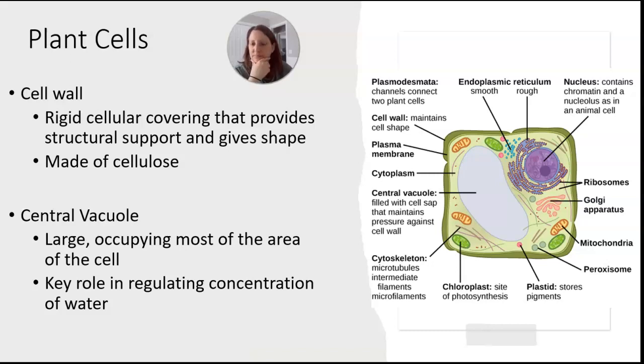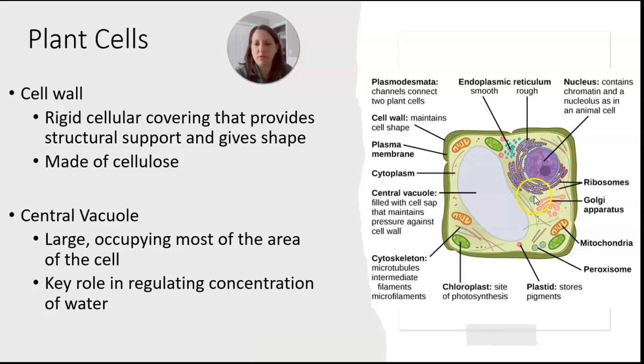So the cell wall, again, is shown on the outside of the cell here, and it's that green material, right? And you can see cell wall maintains cell shape. So it's a pretty rigid structure. It's going to cover the entire outside of the cell. It'll be just outside the plasma membrane. And again, it's going to give structural support and shape to the cell. It's made of a structural polysaccharide called cellulose, which we saw back in chapter 3. Okay, so you should be familiar with that.